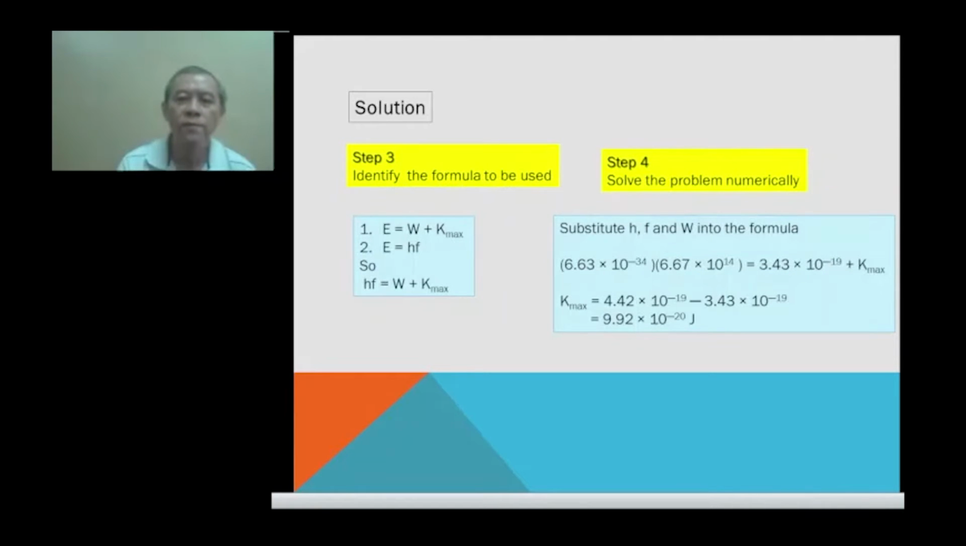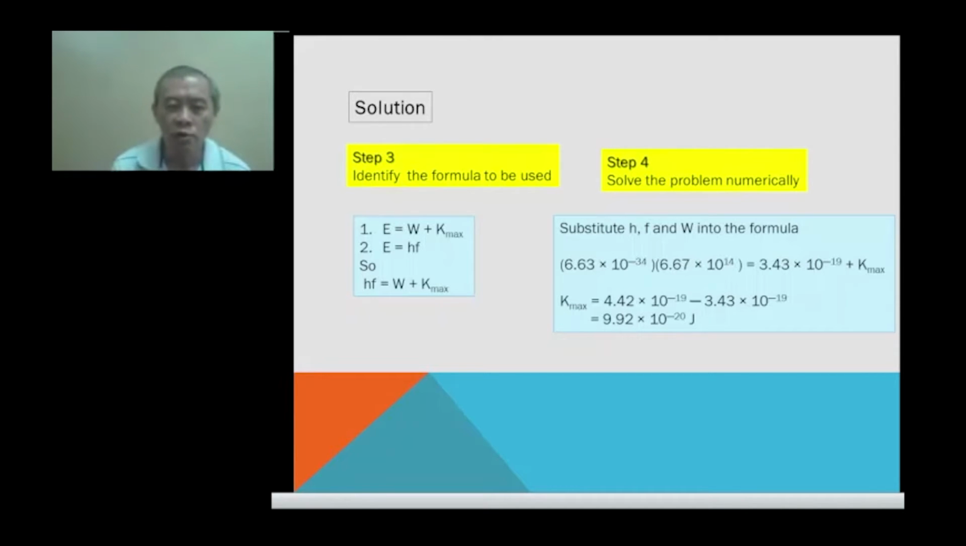Okay, based on the information given and based on the quantity we need to find out, then choose the suitable formula to be used. Okay, so here the formula E equal to W plus K max and E equal to hf, you can combine it so that you will get hf equal to W plus K max. So this is the suitable formula.